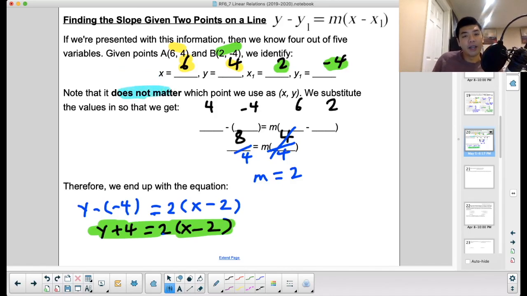Well, let's go ahead and we're going to reverse what we did here. So instead of x being 6, we're going to say that x is equal to 2. Instead of y being 4, y will now be equal to negative 4. So let's flip the page, try it out.